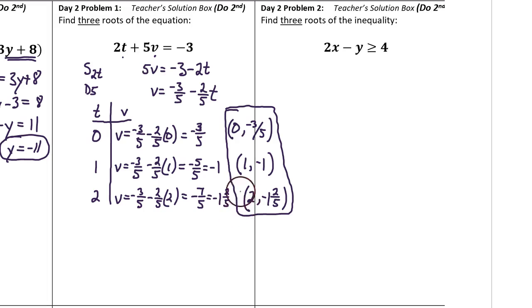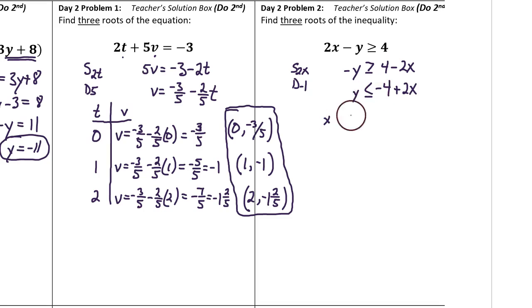Day 2, problem 2. Find 3 roots for this inequality. Let's solve the inequality for y. So subtract 2x from both sides. Negative y is greater than or equal to 4 minus 2x. Now divide by negative 1. y is less than or equal to negative 4 plus 2x. I switch the arrow when dividing by a negative number.